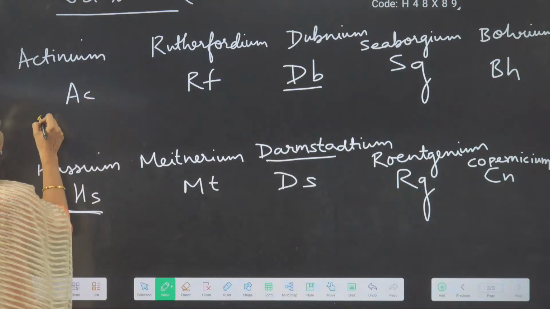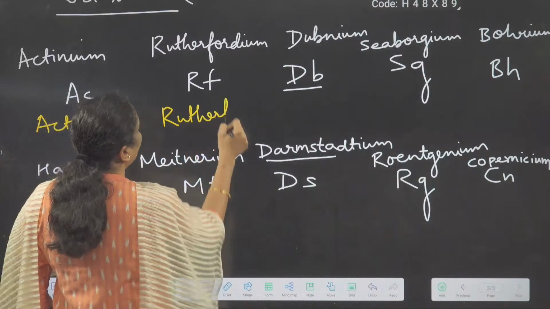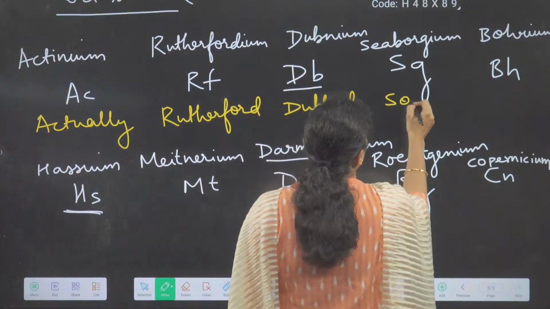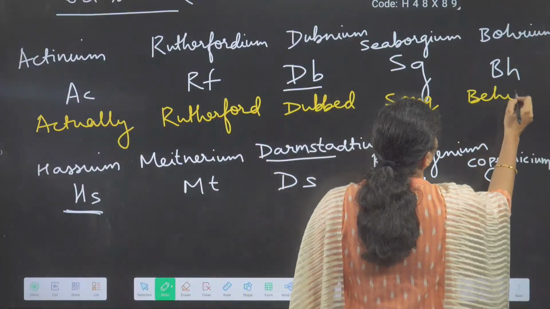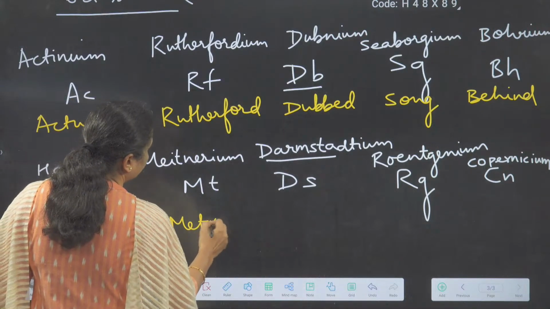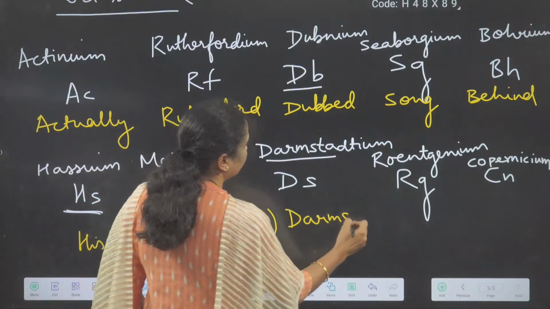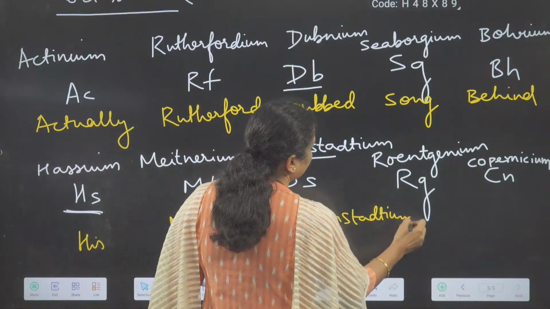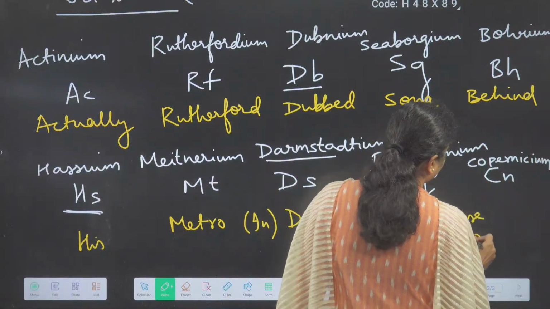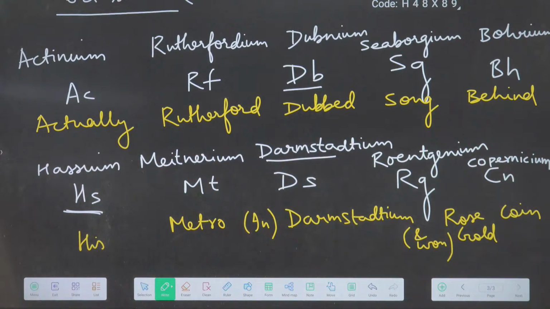This is here actually. Rutherford dubbed a song behind his metro. Where is metro? In Darmstadtium. And one rose gold coin. And one rose gold coin. Please write it down.